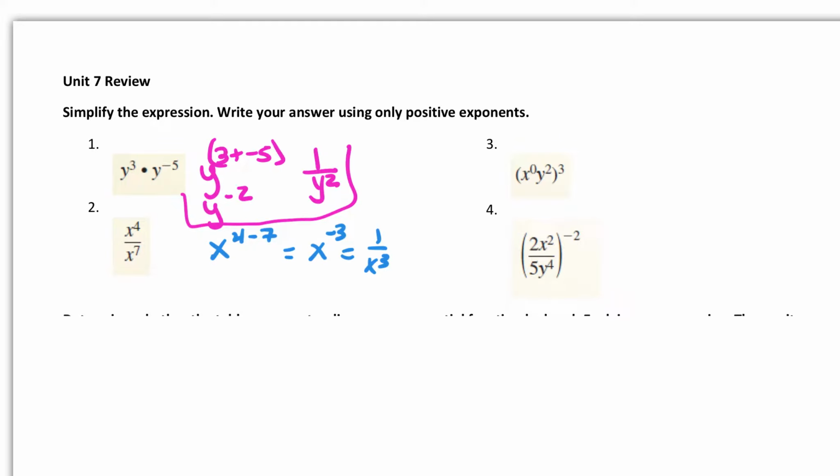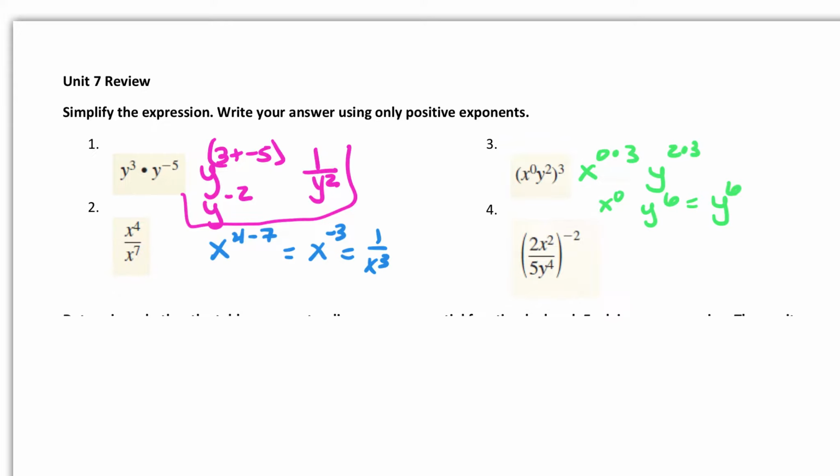The next part, number 3, is x to the 0 times y squared, all to the third power. Now our power rule is that we need to multiply our powers. So we have x to the 0 times 3, y to the 2 times 3. x to the 0 times 3 is just x to the 0, and then y to the 2 times 3 is 6, and x to the 0 is 1, so our answer is just y to the 6th.